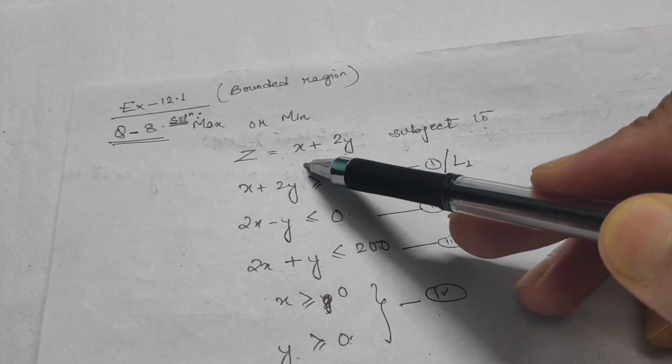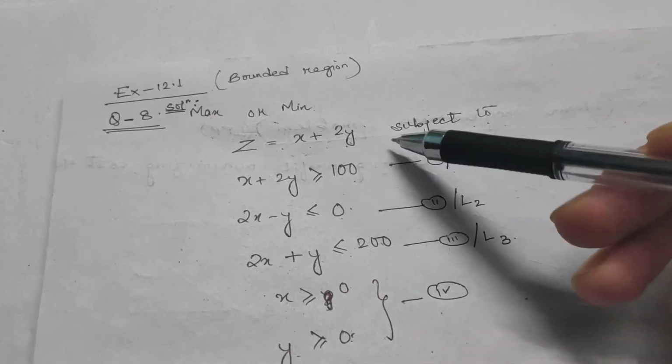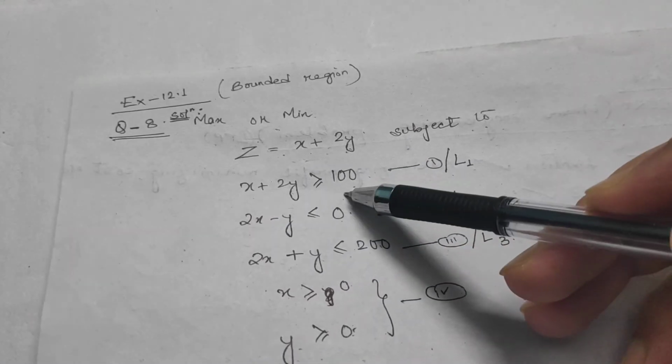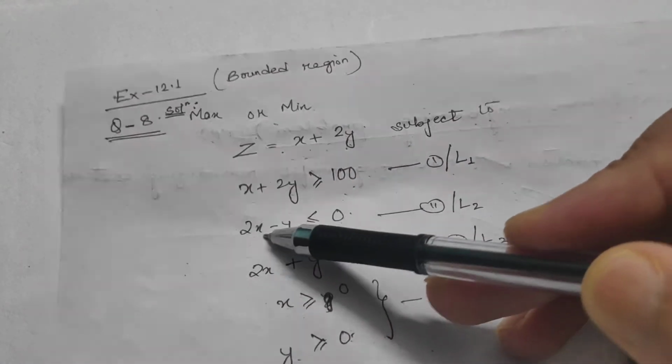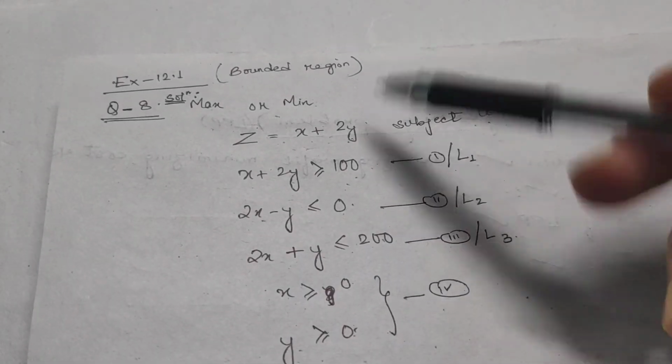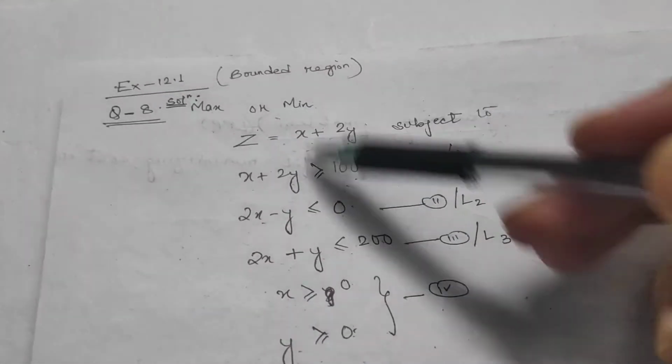So the objective function is Z, subject to these constraints: x plus 2y is greater than or equal to 100, 2x minus y is less than or equal to 0. This was given in the question. In the solution also I have written it once again.